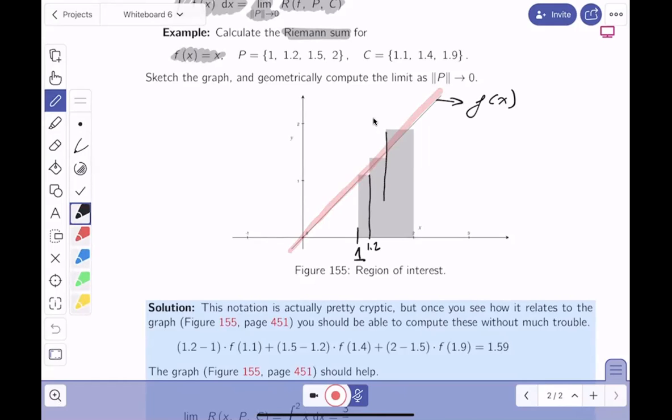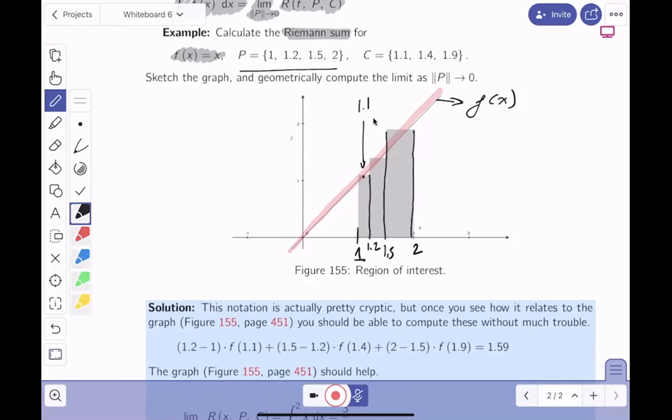Put that down for you. And then it goes to 2. I'll bet I go too fast with that. We just put the partition down. Then what did they say? They said C1 is the sample point between 1 and 1.2. And what is it? They chose 1.1.